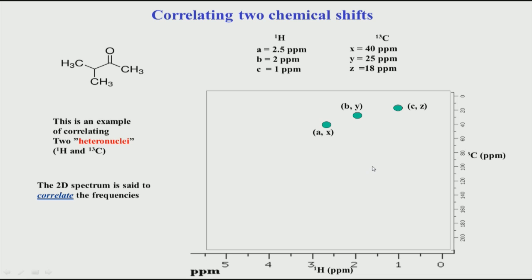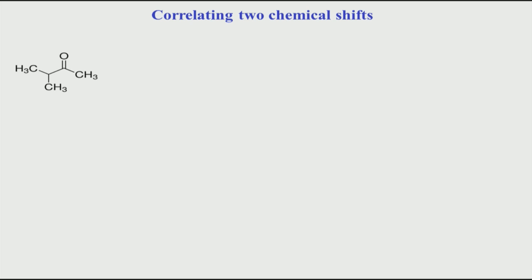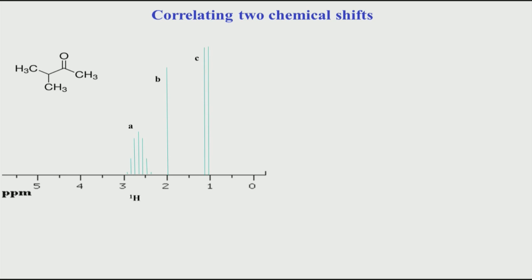So, let us see the second one. Okay, so this is what is shown here, what I said, that you are actually correlating two different types of nuclei, so we use the word heteronuclei. Now, let us look at this example again in a different way. So, there is one more case.